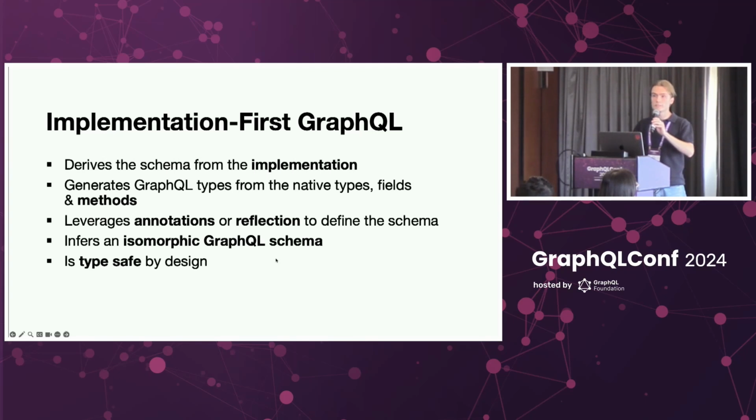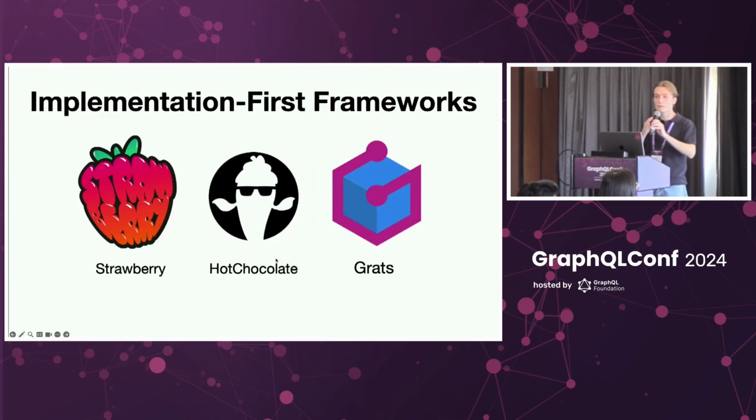And in order to use implementation first, there's a couple of frameworks out there. One of them is Strawberry, which I am working on. Then there's Hot Chocolate, which has an annotation-based version of using implementation first. And then there's Graz, which is the newest kid on the block. It's created by Jordan Eldridge. He's also here today. And he coined the term implementation first, actually. I think he was the first one to call this style of doing GraphQL implementation first.